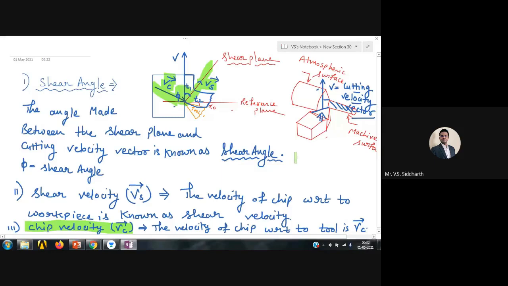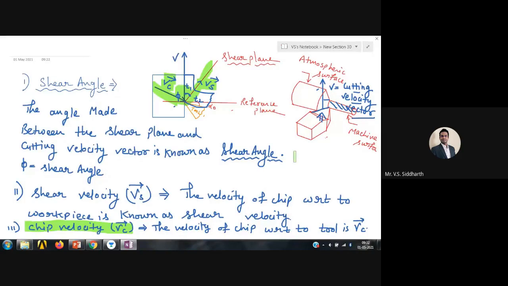So the velocity of chip with respect to workpiece is shear velocity, and the velocity of chip with respect to tool is the chip velocity. In both cases we are taking the chip velocity only, but in one case with respect to workpiece, which gives the shear velocity, and in the other case the velocity of chip with respect to tool, which comes out as the chip velocity. Is it clear up to here?